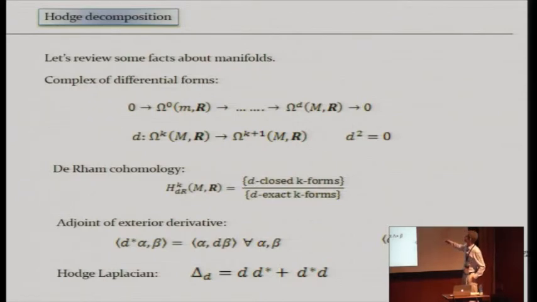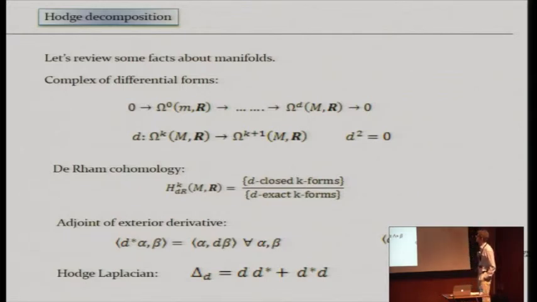And differential forms fit in a complex. That is, I can write it as a sequence like this. So there's a sequence of degree 0 forms, degree 1 forms, up to degree d forms. So d is the dimension of my manifold. And this map here, which takes you from degree k forms to degree k plus 1 forms, that's the exterior derivative. So there's a natural derivative acting on differential forms, which is the exterior derivative. And d squared is 0, so the composition of any of these two maps is 0. That's why it's called a complex.